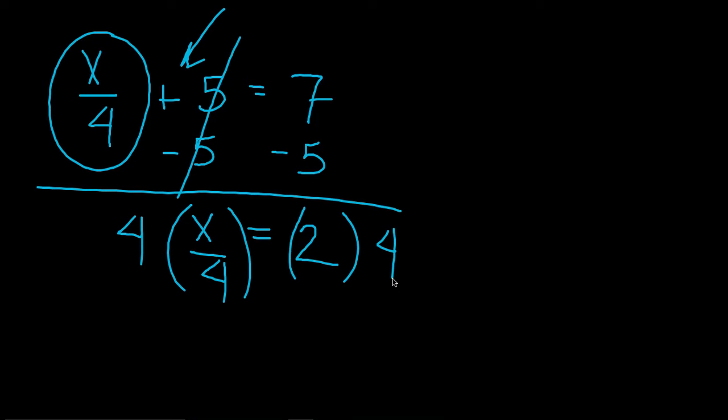And when we multiply both sides by 4, we're going to see that we have times 4 and divide by 4 on the left. Well, those cancel each other out. And on the right, we have 2 times 4, which is 8. And we end up with x equals 8.